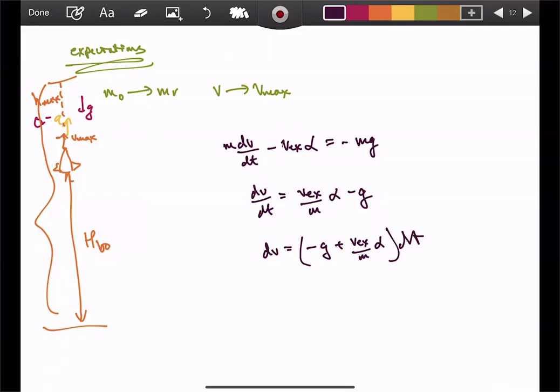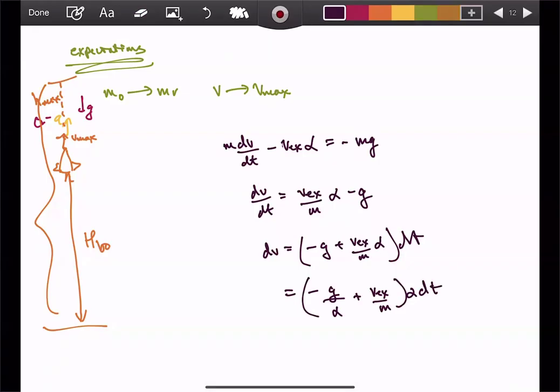So cool. So now all we have to do now is integrate our differential equation here. So let's go ahead and do that. So let's multiply everything through. So first, before I do that, let me rearrange some stuff. So first things first, let me go ahead and pull out an alpha. So I'm going to get minus g over alpha plus v expulsion over m, all then times alpha dt. Now, why am I doing this?